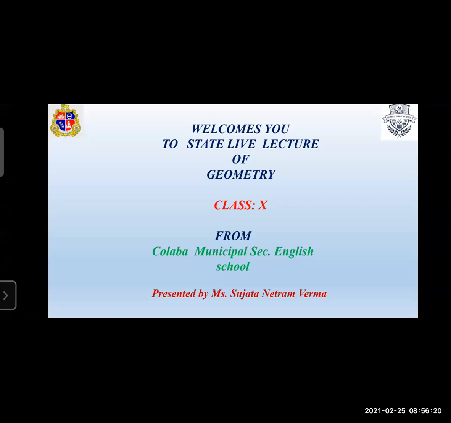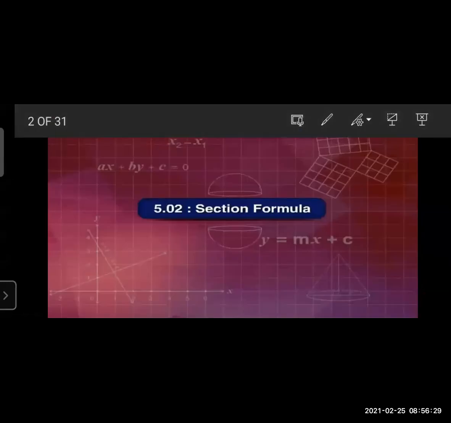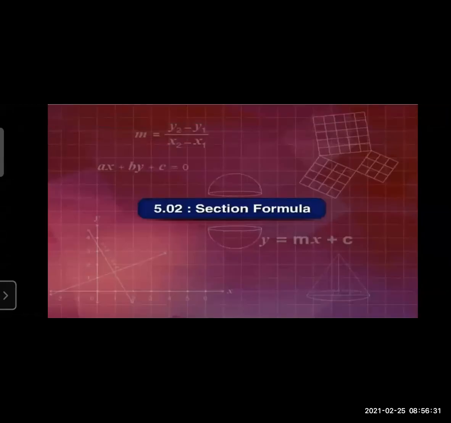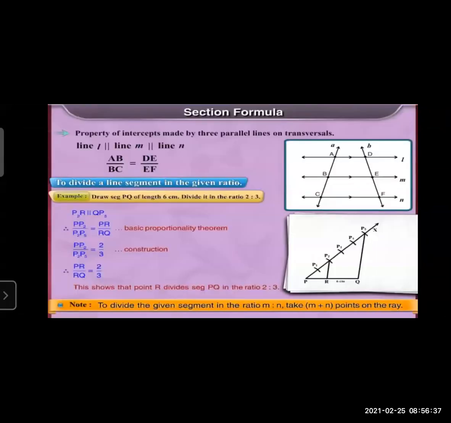In yesterday's class, we discussed the first topic, that is the distance formula. Okay, and today we are going to discuss the next topic, that is the section formula. Before starting today's topic, let's revise some concepts or properties of the parallel line. So see, first we see the properties of the intercept made by 3 parallel lines on a transversal.